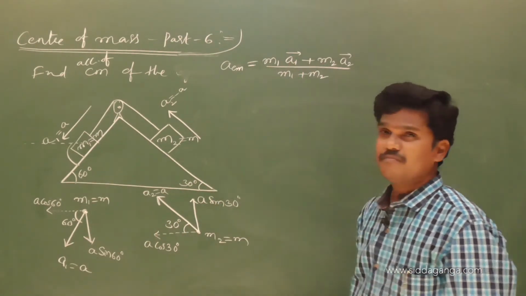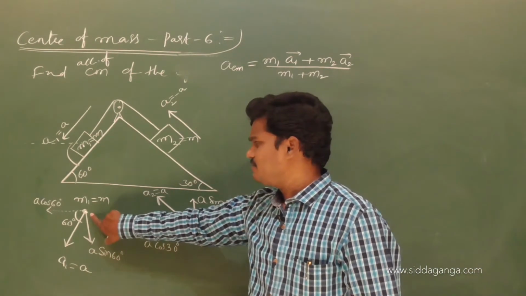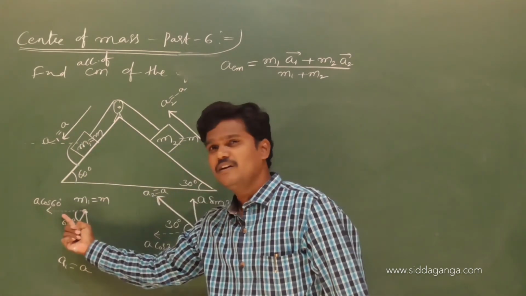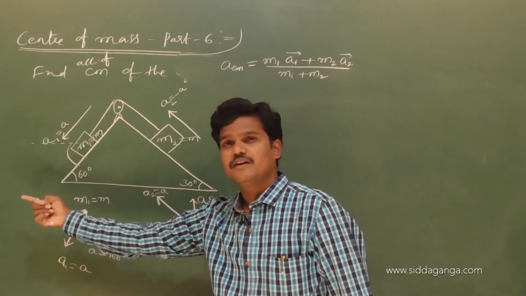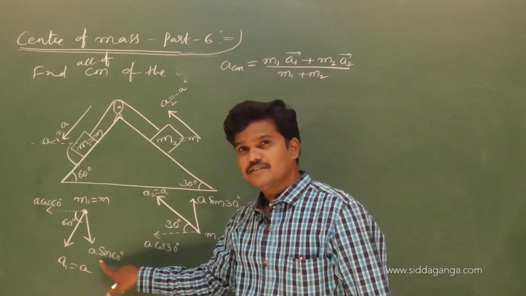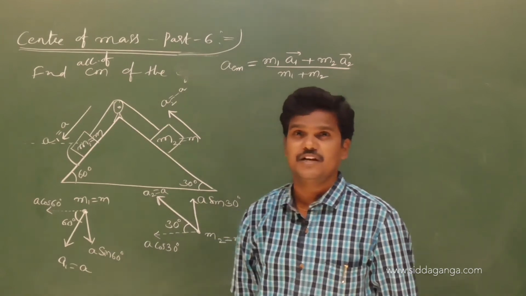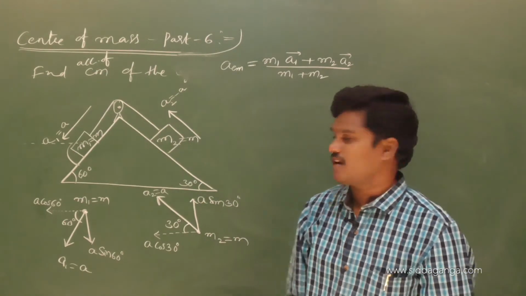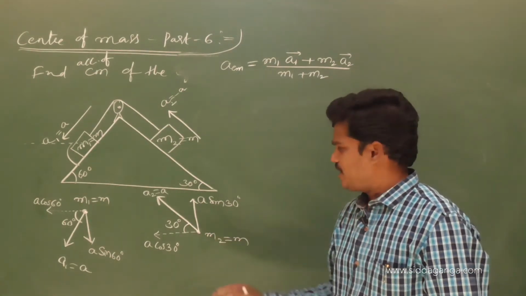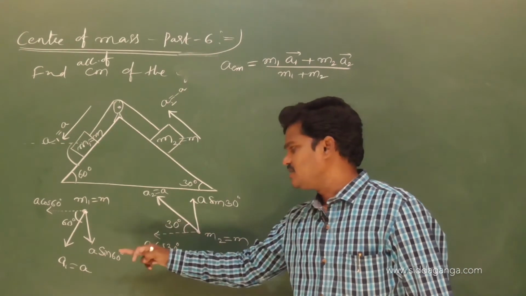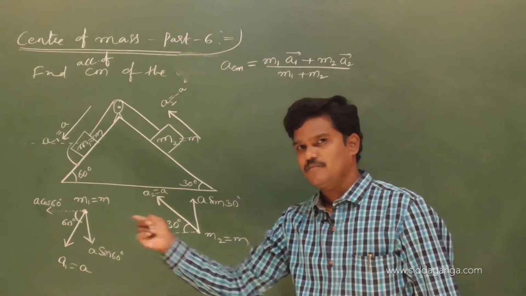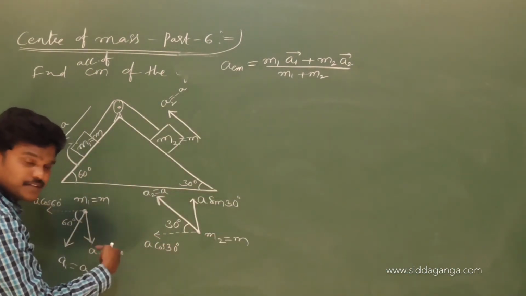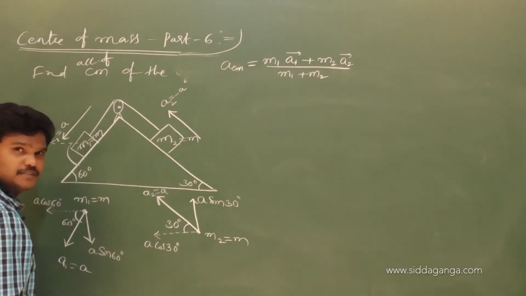Now how to get a1? a1 is nothing but A cos 60 along minus i, because left side, and A sin 60 along minus j. Coming to a2: A cos 30 along minus i cap, left side, along the negative x axis. So this is the negative x axis. A cos 30 minus i cap, A sin 30 plus j cap.